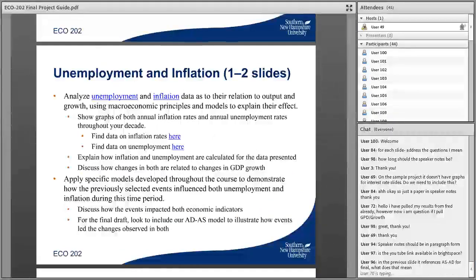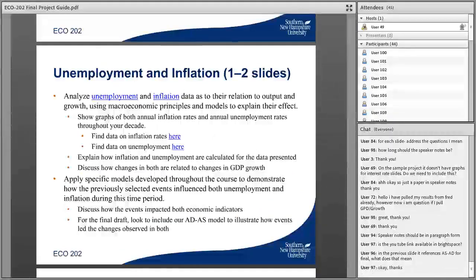In the previous slide, it references ASAD for final. Oh, that's the aggregate demand and the aggregate supply. For the final draft, look at the AD-AS model to illustrate how events led to the changes. Once you go through the course, you will know the aggregate demand and aggregate supply model. If you've taken microeconomics, it's basically an evolution of the demand and supply model applied to the whole economy, not just to the demand and supply of a company.